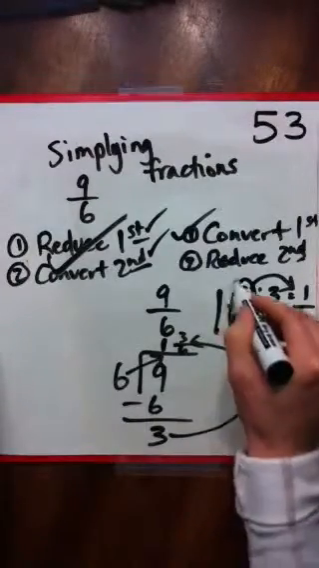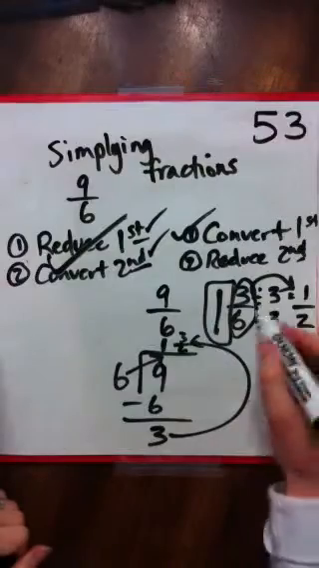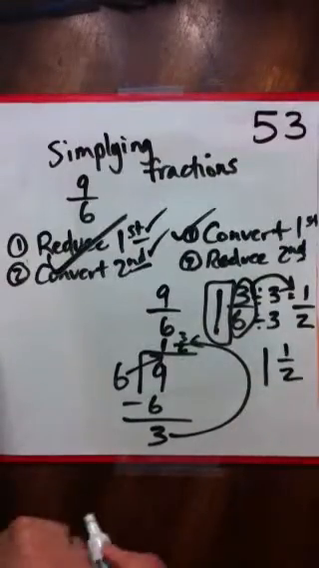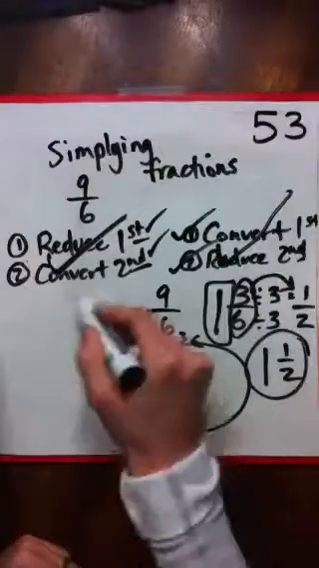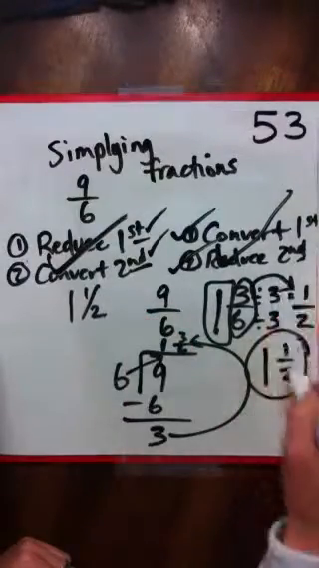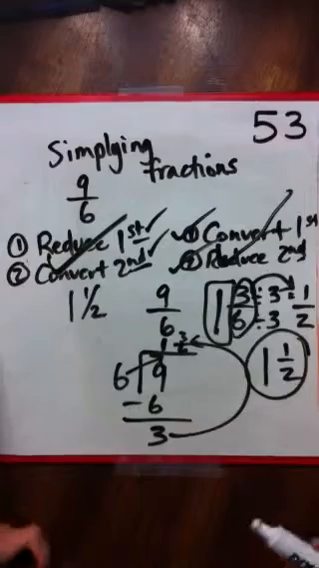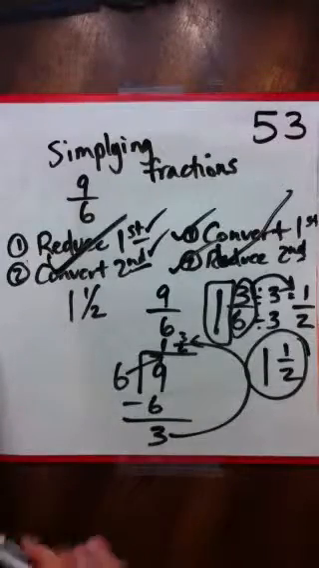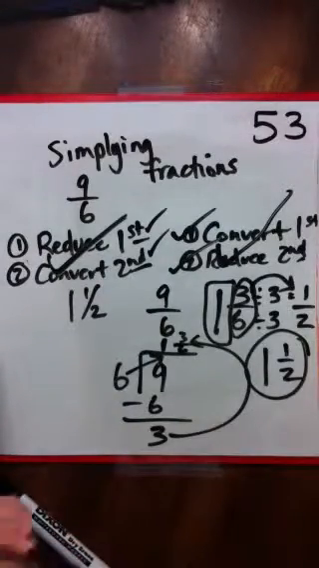Now we still have this 1 over here. So 1 and then 1/2. Either way, you get the same answer. This time you got 1 1/2, and this one you got 1 1/2. You can do it either way. You decide which way works best for you. And that's what you can do.